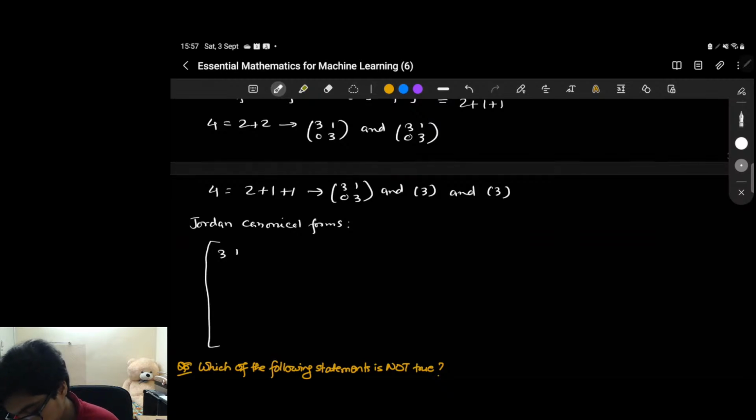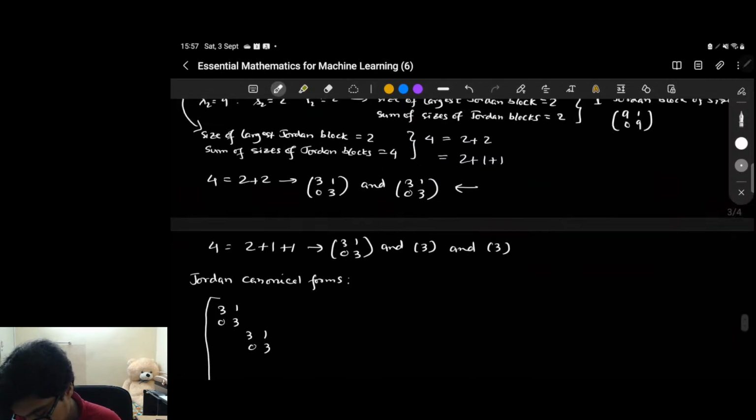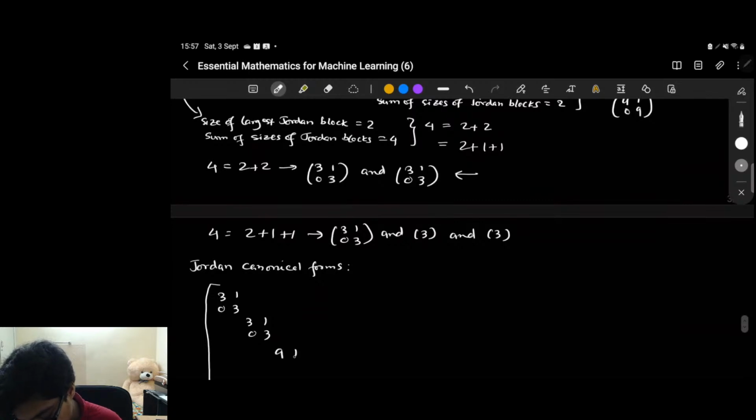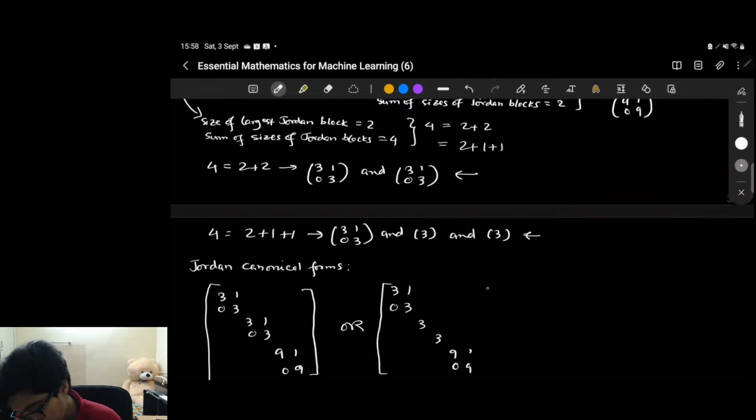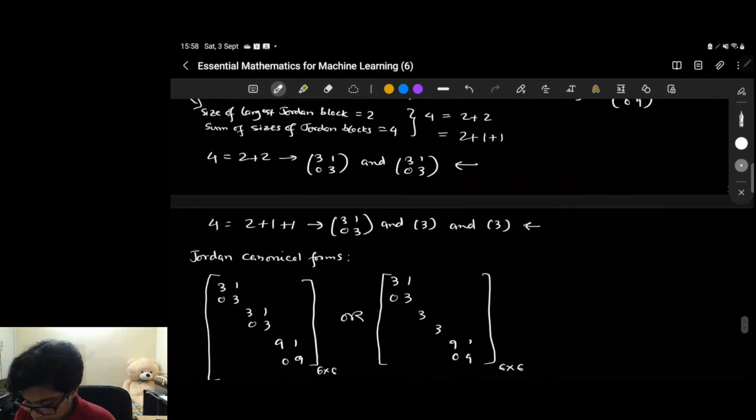First would be [3 1; 0 3], then [3 1; 0 3]. This is the case we are looking at. And then for 9, it is [9 1; 0 9], just one Jordan block. Either this, or we can consider this option: [3 1; 0 3], then 3, 3, and [9 1; 0 9]. Again, the elements that I have not written, since it's 6 cross 6, are supposed to be 0. You can fill in the zeros for yourself. So these are the two possible Jordan canonical forms.